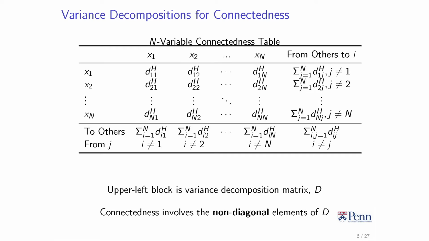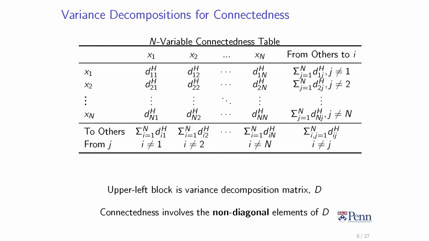Again, notice all these sums are off the diagonal. The grand sum, of course, it doesn't matter if you add the row sums or the column sums, you get the same number. But that's another, we're going to think of that as total system-wide connectedness. So we're going to call these individual variance decompositions pairwise directional connectedness. And then we're going to talk about total directional connectedness from or to others. And then we're going to talk about just total system-wide connectedness, the grand sum.